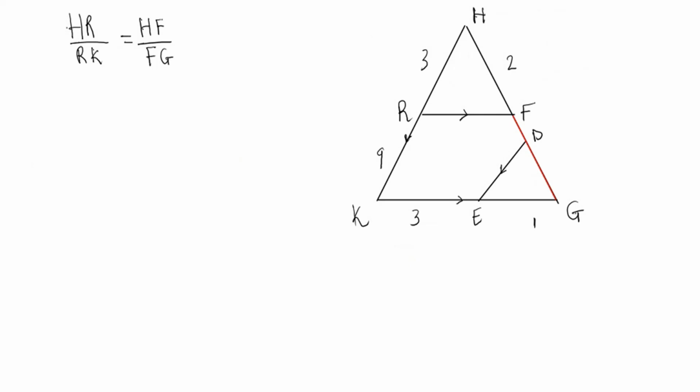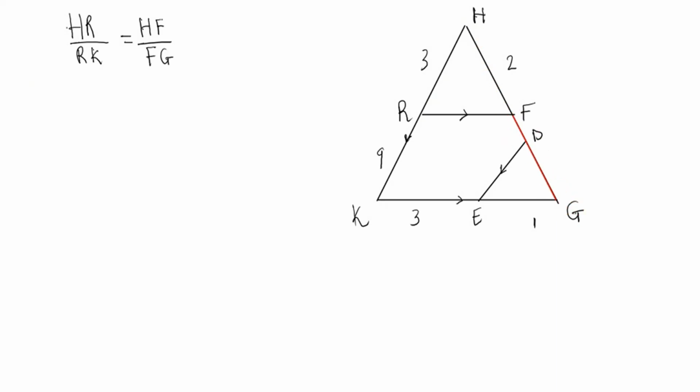Okay, so from here, once we've got that first step down, we're going to substitute all the values that we have. We've got the value of HR, which is 3, the value of RK, which is 9, the value of HF, which is 2, and we want the value of FG.